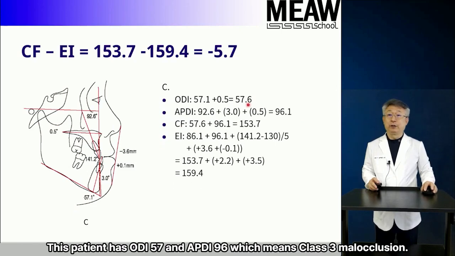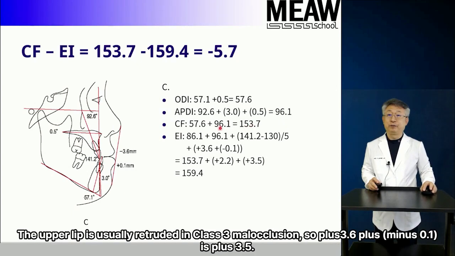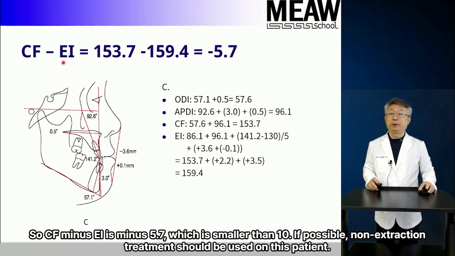This patient has ODI 57 and a PDI 96, which means class 3 molar occlusion. The upper lip is usually retruded in class 3 molar occlusion, so plus 3.6 plus minus 0.1 is plus 3.5. So CF minus EI is minus 5.7, which is smaller than 10. If possible, non-extraction treatment should be used on this patient.